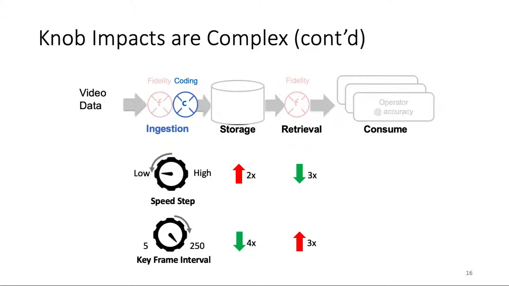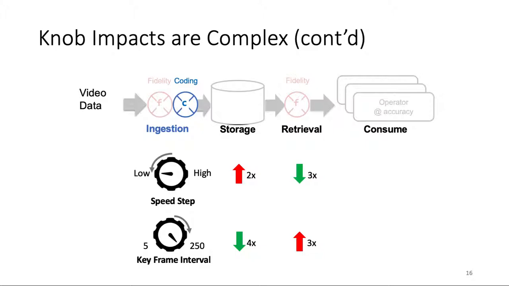So the coding knob impacts are also very complex. When you encode the videos, you can choose whether to encode the videos slow or fast. From the slowest to the fastest, the storage size will go up because when you encode fast, the encoding efficiency is not very good. However, when you retrieve those videos, which means when you decode them, you have a lower cost. The keyframe interval is also the case.